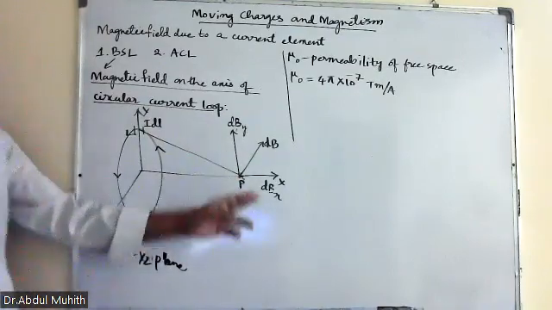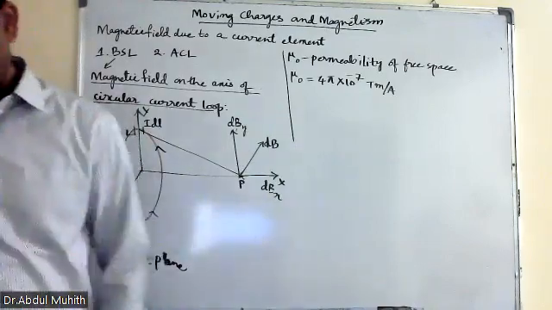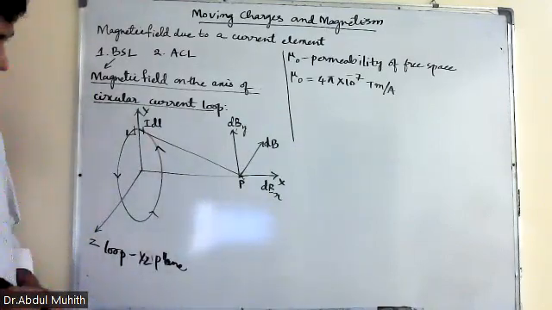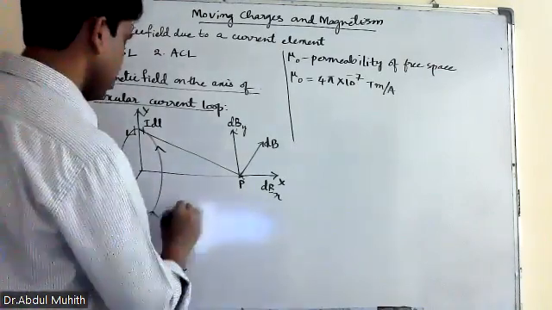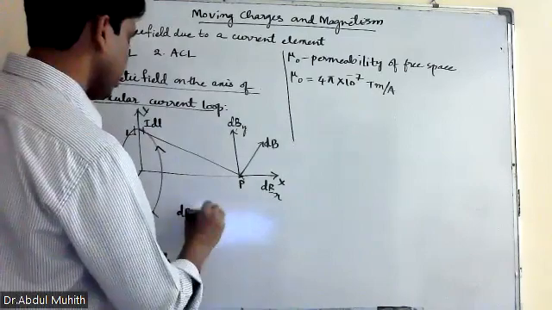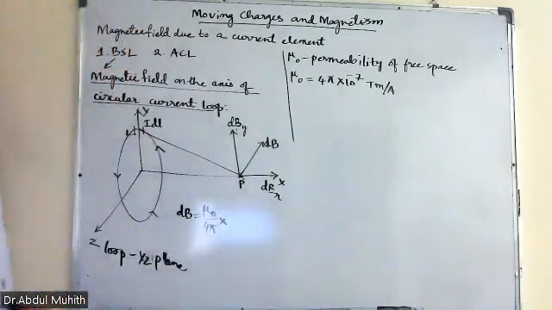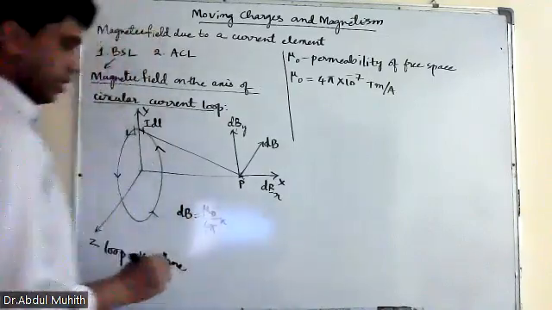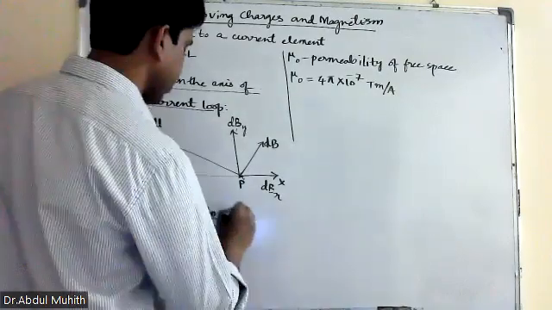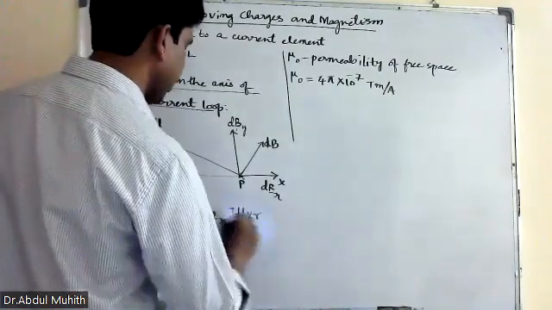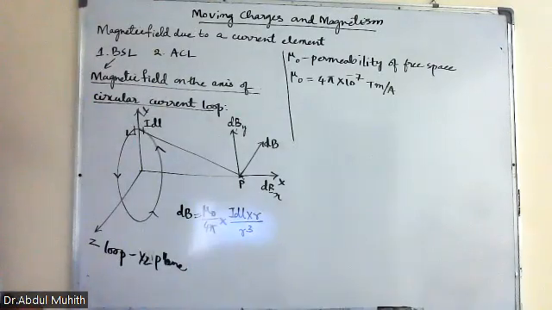So we have dB, and then dBx and dBy. What is dB equal to? The formula for this is dB equals mu 0 by 4 pi into I into dl cross r, divided by r cubed. Already we know that. This is the formula.